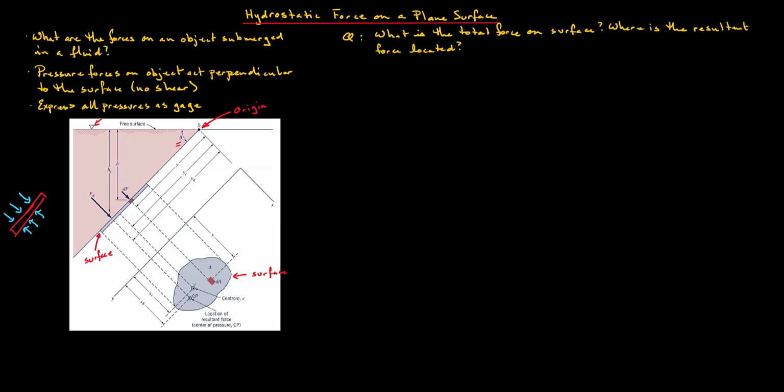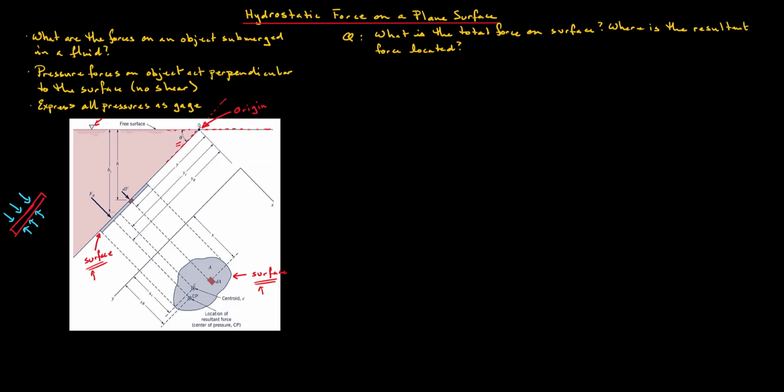We let the origin be at the intersection of the free surface plane, being this one that I'm highlighting right now in red, and the plane of the solid surface, being the one at an angle theta. So our origin is at this intersection here. We are looking at this surface from the side. So this is a side view, and this surface here is the same surface as the one we are seeing in this side view here, but here we are looking at it head on.